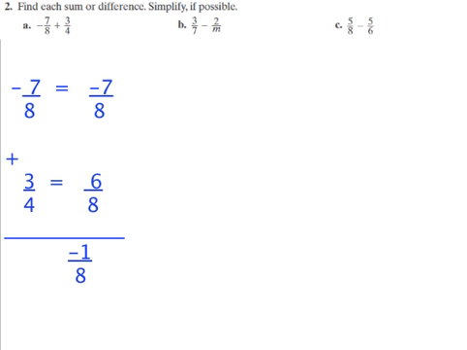So we have -7/8 plus 6/8. -7 plus 6 is -1. So our final answer is -1/8.